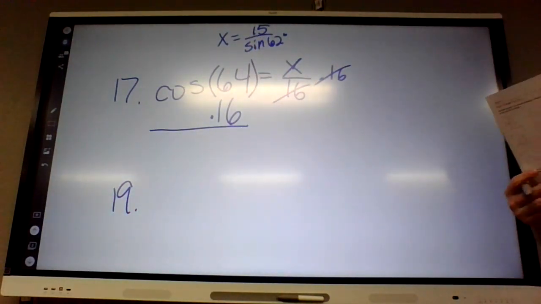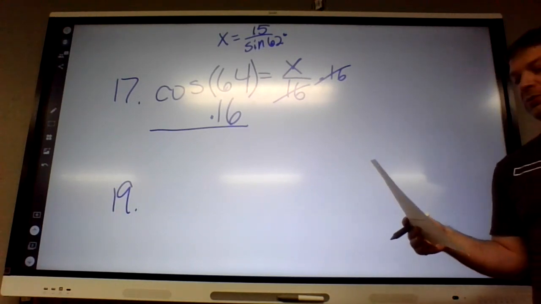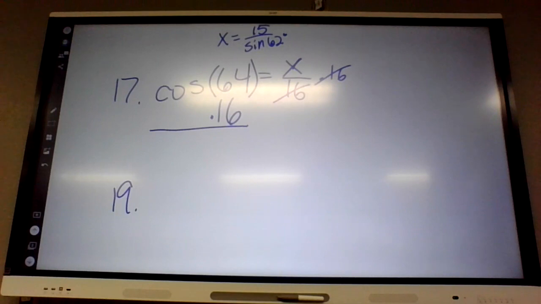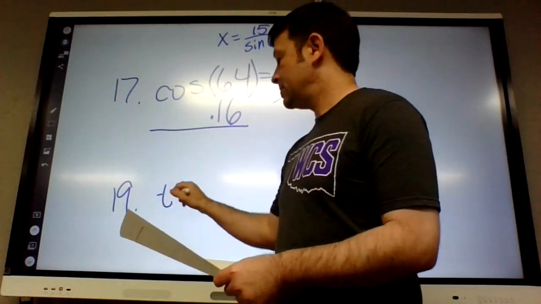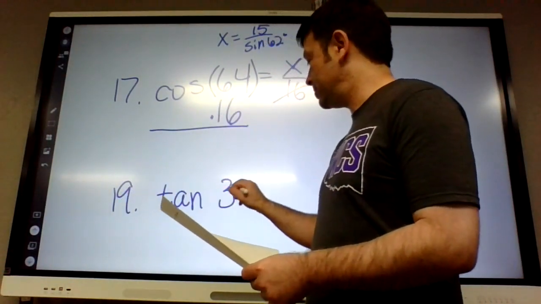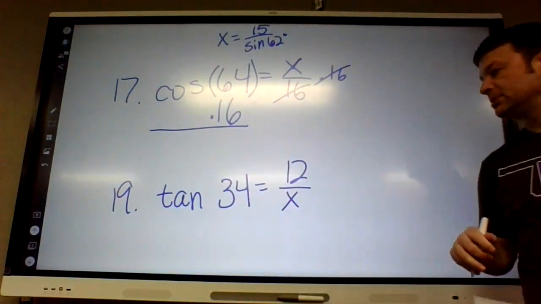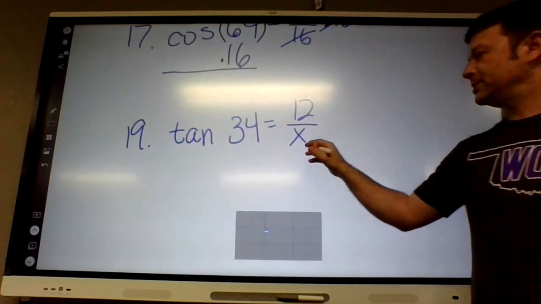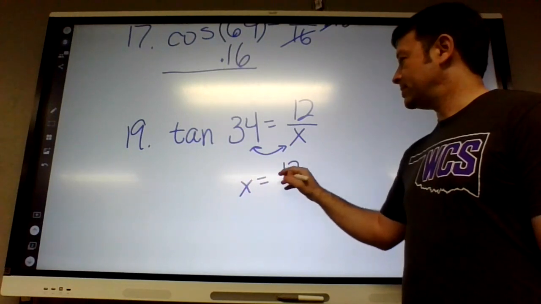19. Okay, on 19, x is the what side relative to 34 degrees? Adjacent. 12 is the opposite. Which trig function uses those two? Tangent of 34 degrees equals opposite over adjacent. X is on the bottom again, so these two swap places. X equals 12 divided by tangent of 34.